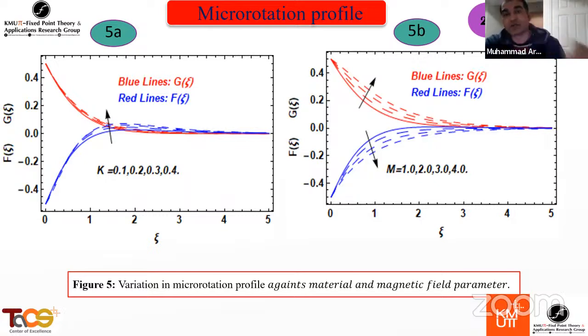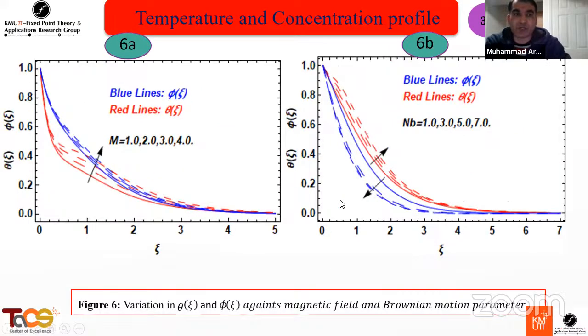So that's why the primary velocity increases and the secondary velocity shows a declining behavior, as shown in figure 5b. Next we have figures 6a and 6b, the variation of temperature and concentration against the magnetic field parameter M and the Brownian motion parameter NB. From figure 6a, both the concentration and temperature of the fluid increase because the impact of this magnetic parameter is considered in the concentration and temperature profile of the governing equation.